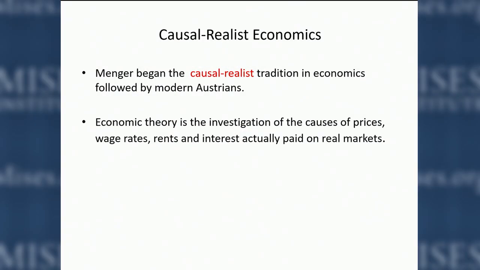So he developed what we call a causal realist tradition in economics. He wanted to set out the causes of prices, of actual real prices, and he wanted it to be realistic, okay? So for Menger and for Austrians, economic theory is the investigation of the causes of prices, wage rates, rents, and interest actually paid on real markets, okay?